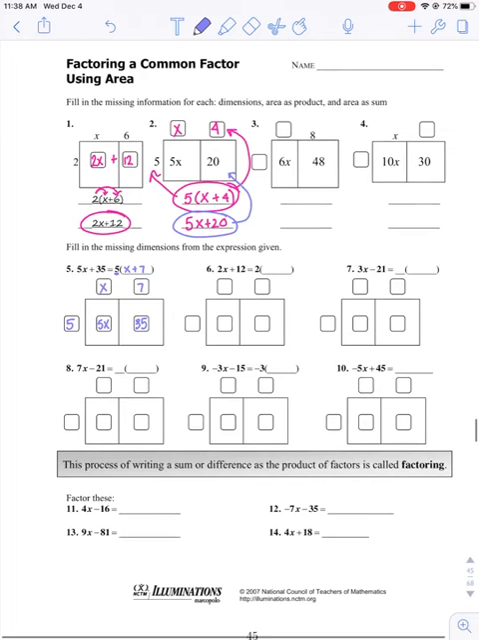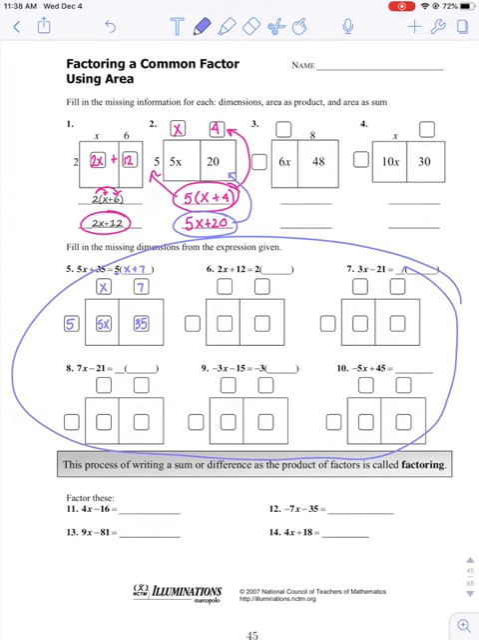Go ahead and pause the video and complete 5 through 10. Unpause the video when you're ready to go over it.